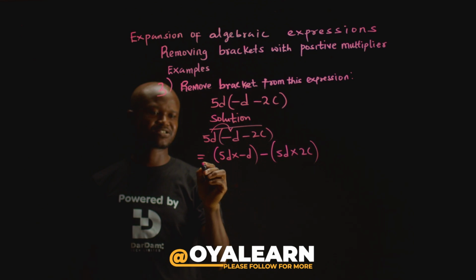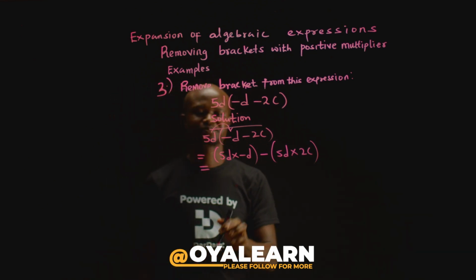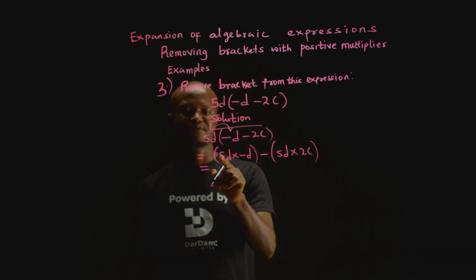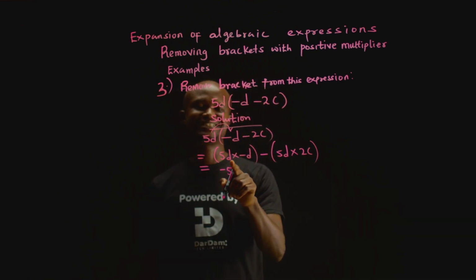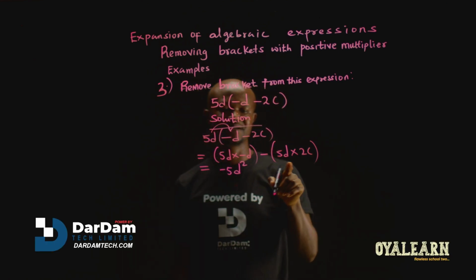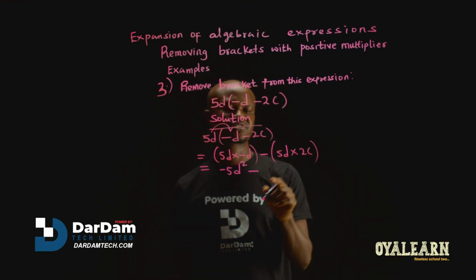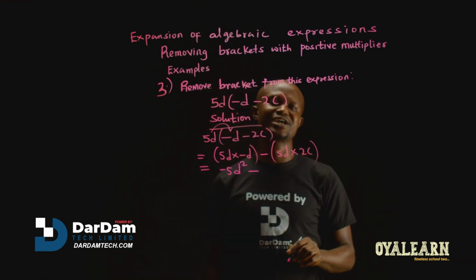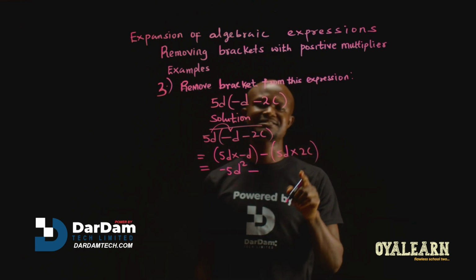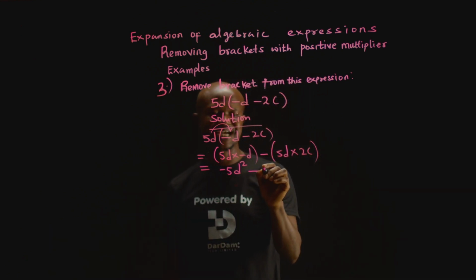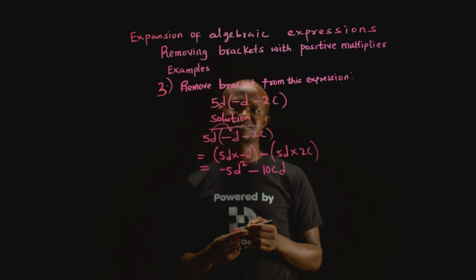So in this case, we are going to have 5d times minus d. What will you have? We have minus 5. d times d is d squared. Then we have here minus 5d times 2c. 5 times 2 is 10, and c times d is cd. So we have here minus 10cd. That is the solution to the problem.